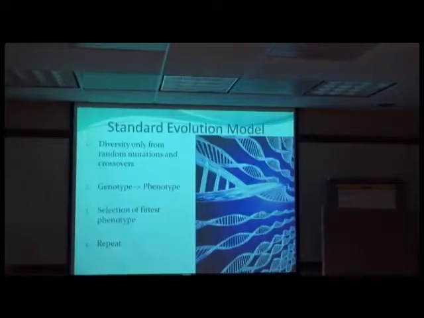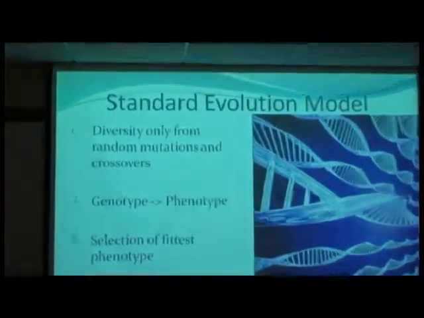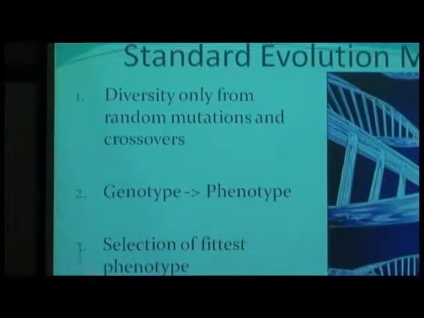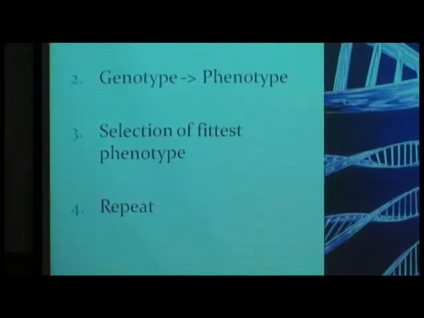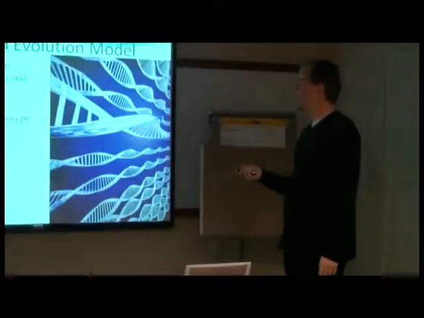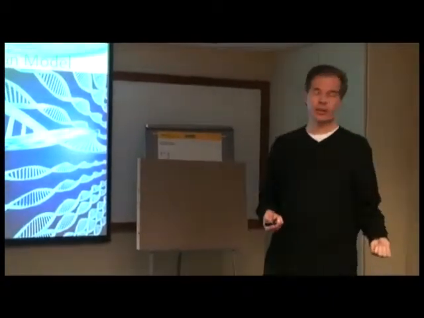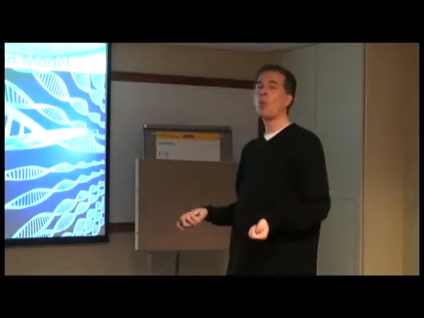So the standard evolutionary model is that diversity only comes from random mutations and crossovers, that a genotype directly gives rise to a phenotype in a deterministic way, that selection is just of the fittest phenotype, and then you repeat that process. In artificial intelligence, people do this. It's called generate and test, and genetic algorithms are a style of doing artificial intelligence. The process works, but it's extremely slow. AI programs have to do millions of generations before anything happens. Way too slow to generate the kinds of structures that we see in biology.